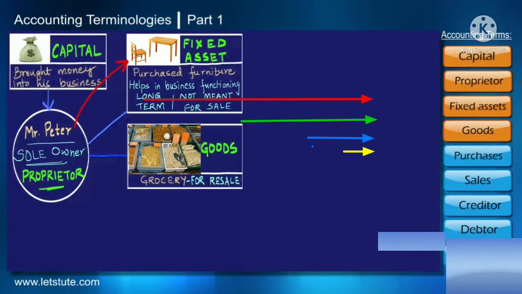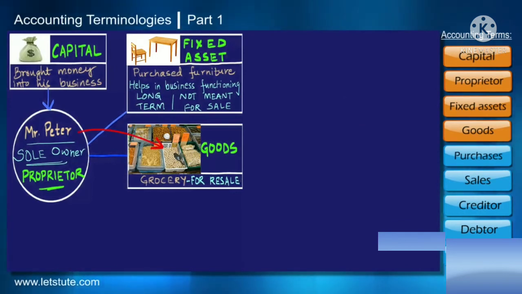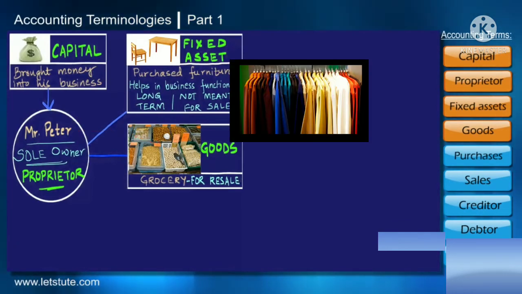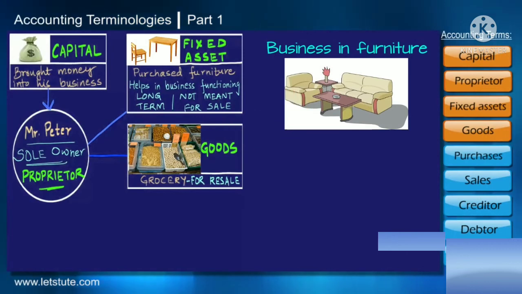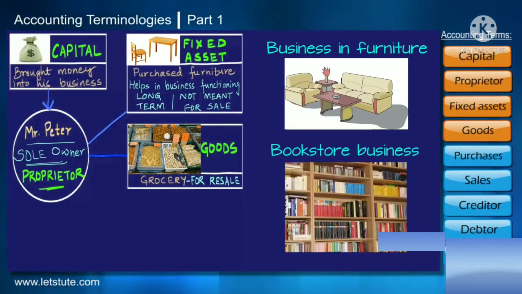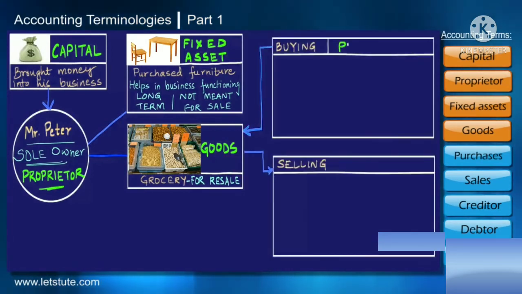In other words, if someone had a business in clothes, what will be his goods? In that case, cloth would be his goods. In the same way, let's say Singh owns a bookstore, goods will be books. When goods are bought, they are called purchases. And if goods are sold, then they are called sales. It is easy. Are we clear?